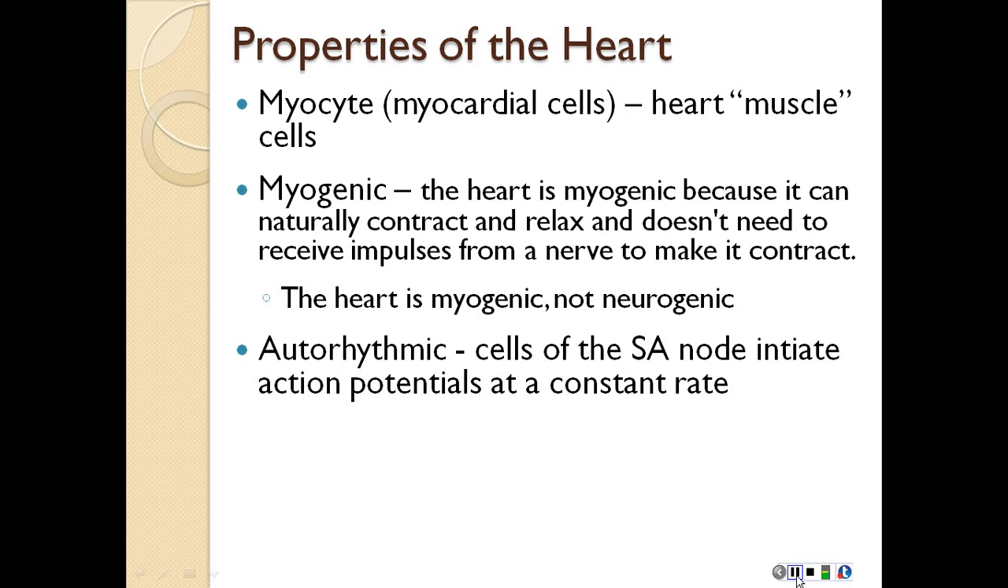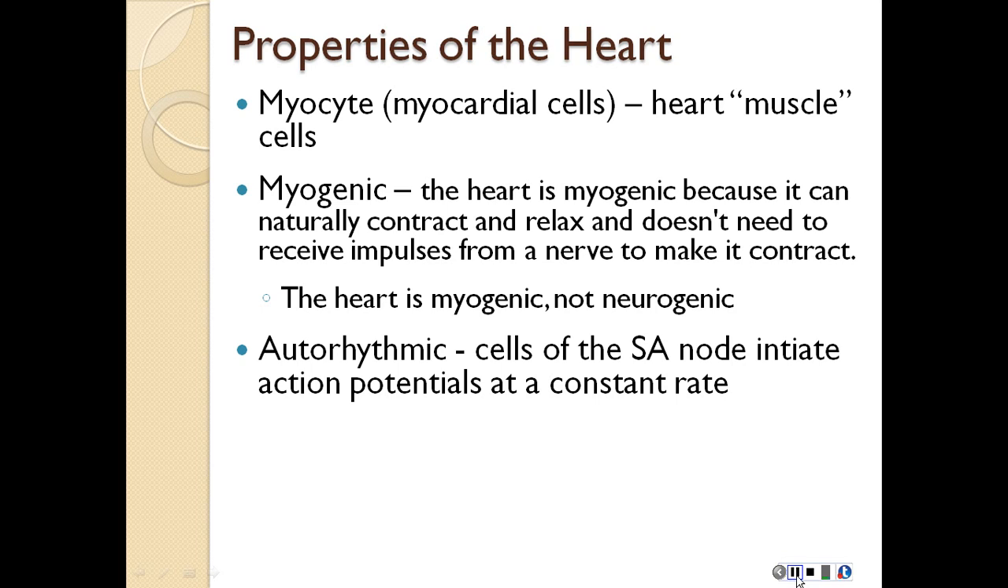Now remember, the nervous system does have an effect on the heart rate, right? Sympathetic and parasympathetic affect the heart rate, but they're not needed in order for the heart to contract. And that's because the heart is myogenic, not neurogenic. Skeletal muscles are neurogenic.